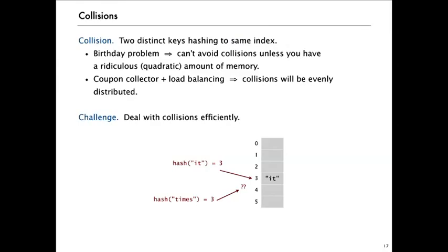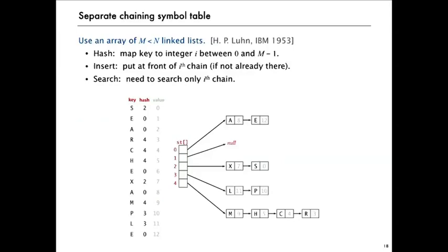And the load balancing and coupon collector analysis tell us that the collisions are going to be evenly distributed around the table. So what we want to do is have an easy way to deal with collisions. And so the first way we'll look at is called separate chaining, and it's a very old idea going back to 1953. And the idea is just build a linked list for each of the table positions.